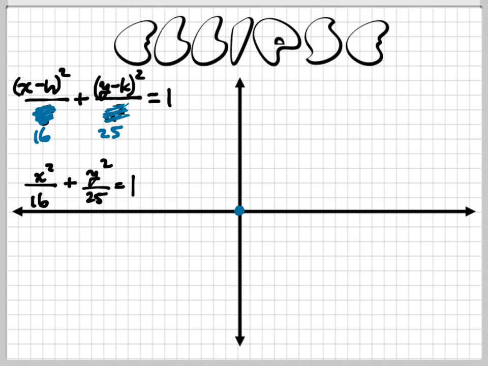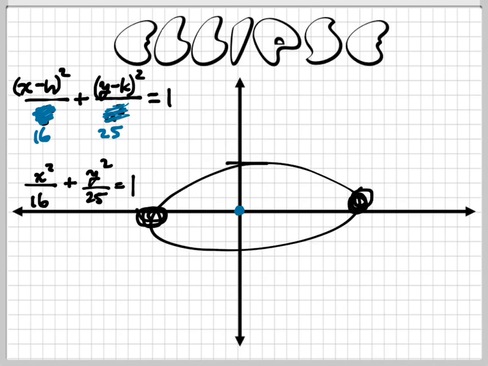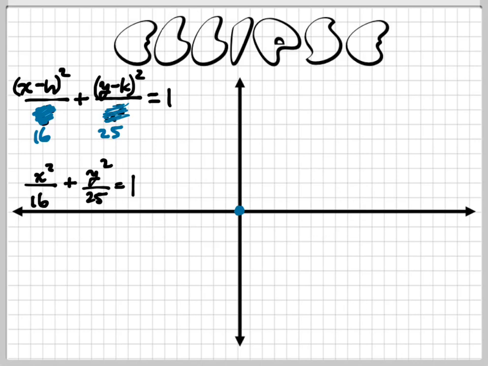Now let's graph the vertices. The vertices are at the ends of the ellipse. So if the ellipse was like this, your vertices are right there and right there. If your ellipse was horizontal, then your vertices are going to be there and over here. So an ellipse is like an oval? Yeah, an ellipse is like an oval.